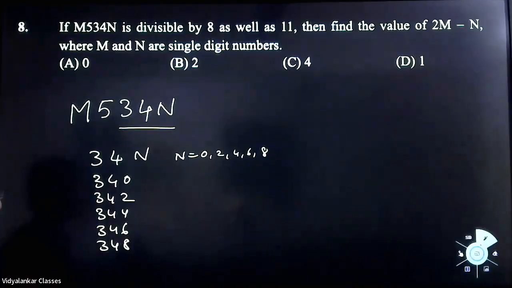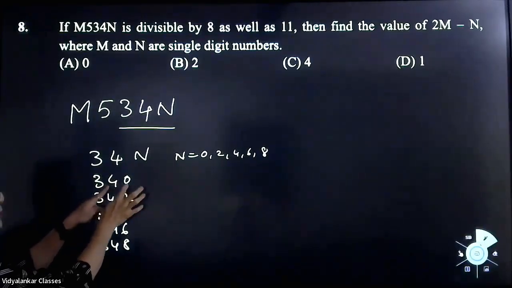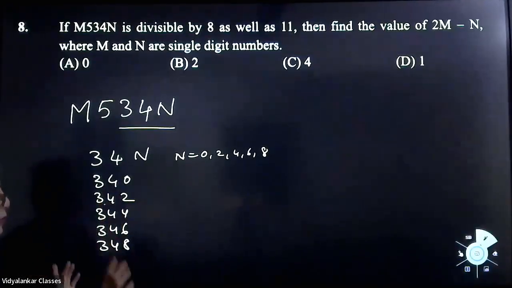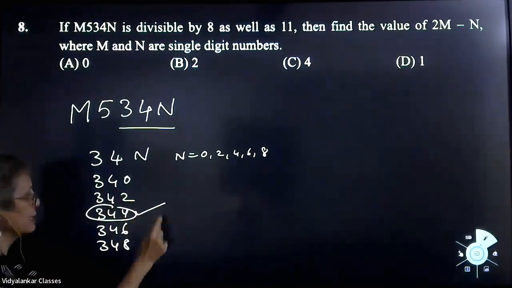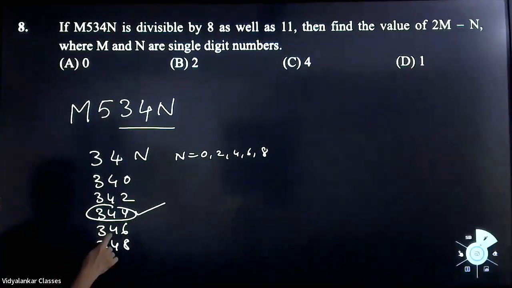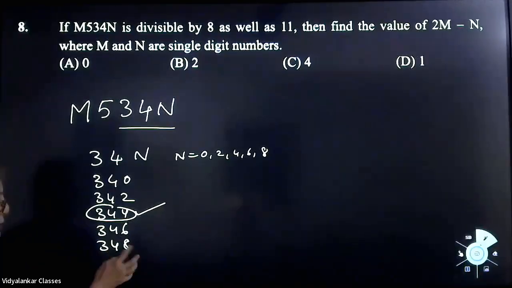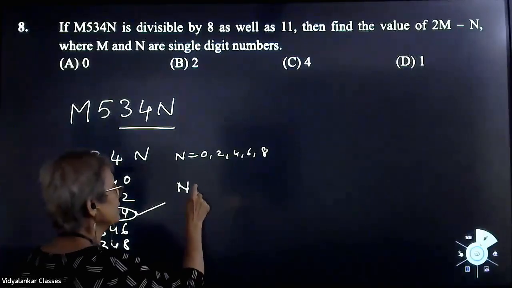Out of these, which number is divisible by 8? Look here. 8 4s are 32, 20 not divisible. 8 4s are 32, 22 not divisible. 8 4s are 32, 24, yes, this number is divisible by 8. Again here 8 4s are 32, 26 not divisible. 8 4s are 32, 28 not divisible. So only one number is divisible, and therefore n must be 4.